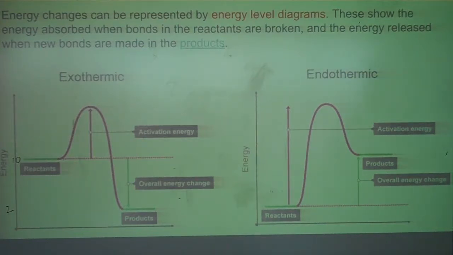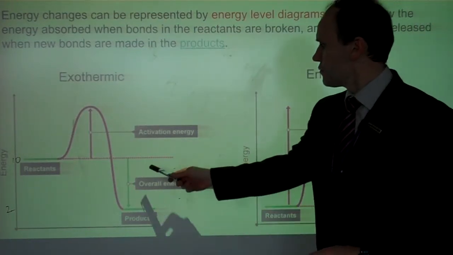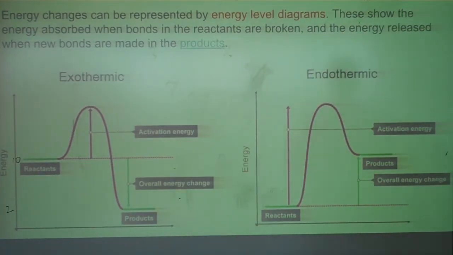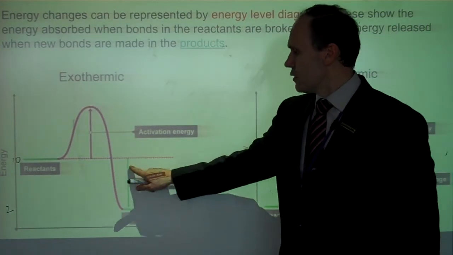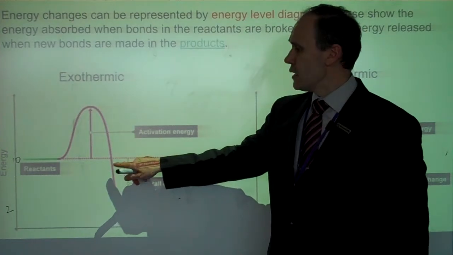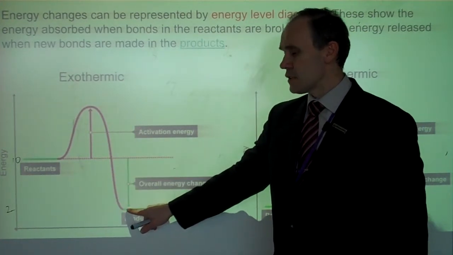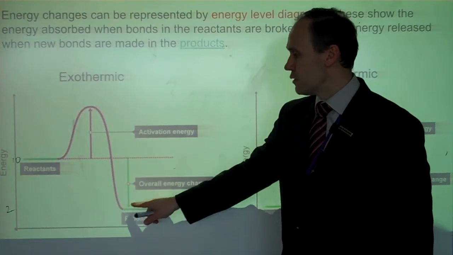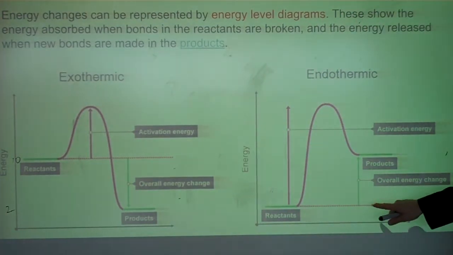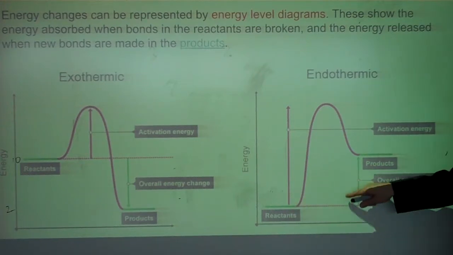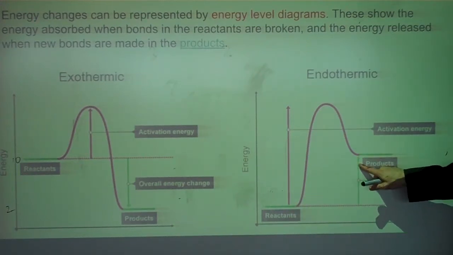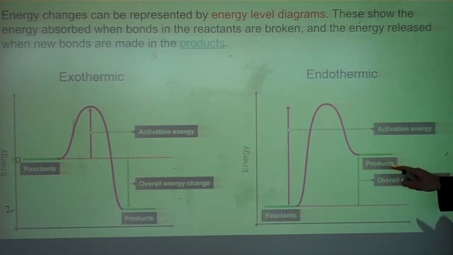Now we need to talk about this overall change here. That's key. Notice here the amount of energy has decreased. The energy in the bonds here was 10 to begin with. The energy in the products has dropped down to maybe 2. There's been a decrease. Whereas here, the reactants had low energy to begin with. The products have high energy. That arrow only goes to there, and that is a positive change, and that's enthalpy.